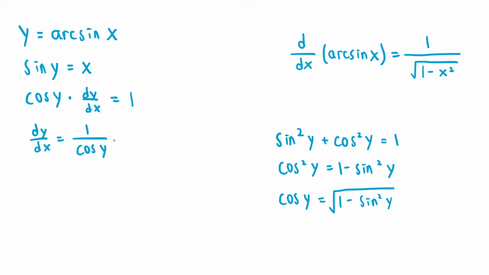So now we have an expression for dy by dx, but we would also like to write this in terms of x. Consider the Pythagorean identity, sine squared of y plus cosine squared of y equals 1. If we subtract sine squared of y on both sides, we get cosine squared of y equals 1 minus sine squared of y. Then we can take the square root on both sides and get cosine of y equals the square root of 1 minus sine squared of y. Notice how this is just the square root of 1 minus sine squared of y instead of plus or minus the square root of 1 minus sine squared of y. And I'll explain why we can assume the right-hand side of the equation must be positive instead of having two distinct values with the plus or minus sign.